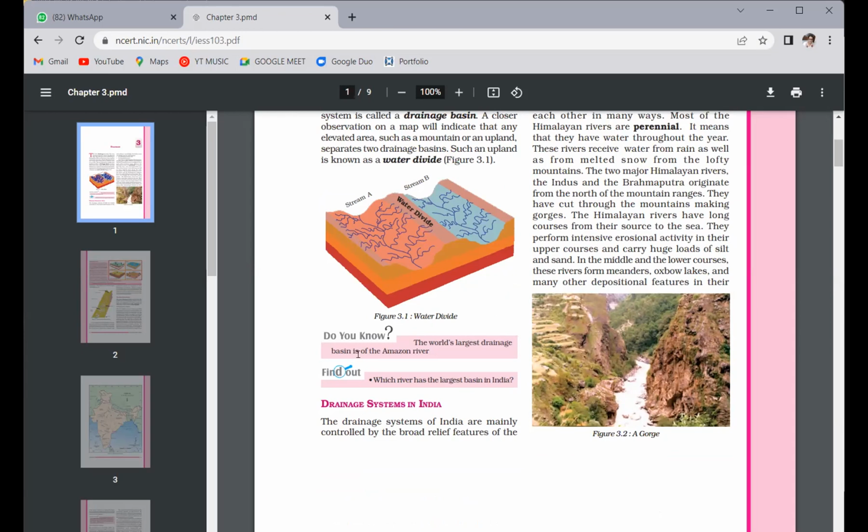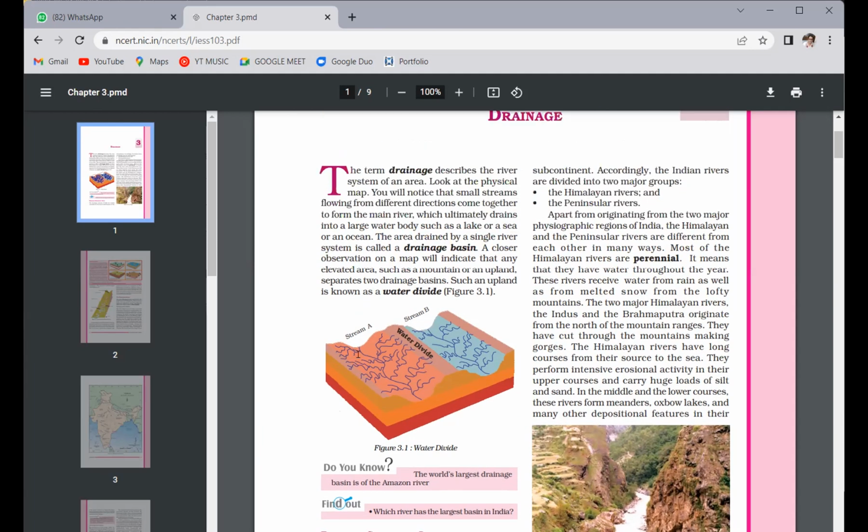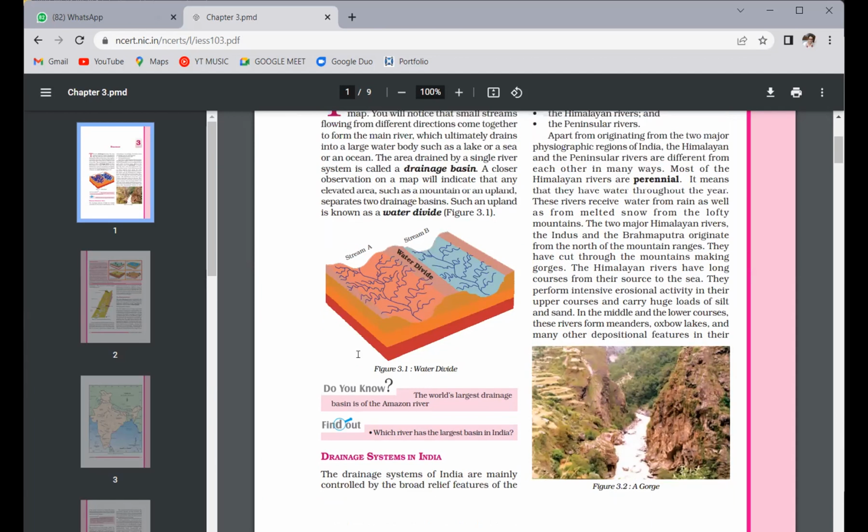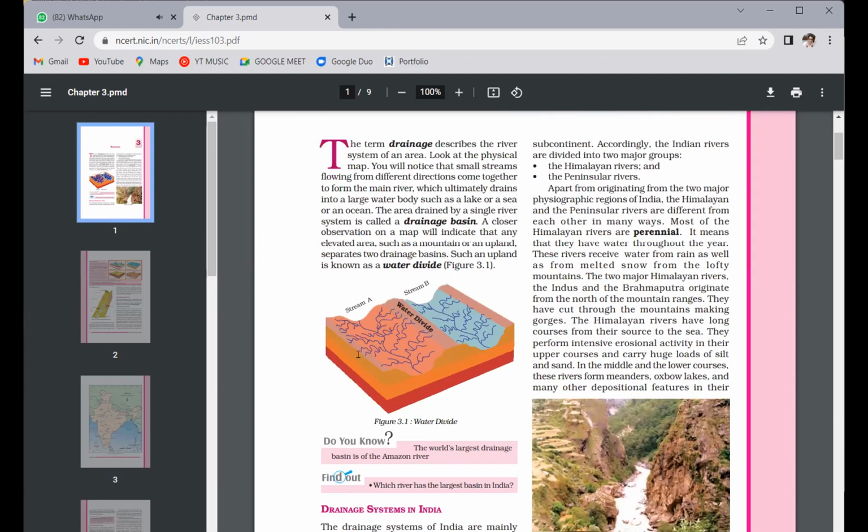Drainage system in India. The drainage system of India is mainly controlled by the broad relief features of the subcontinent. Accordingly, the Indian rivers are divided into two major groups, the Himalayan rivers and the peninsular rivers. Apart from originating from the two major physiographic regions of India, the Himalayan and the peninsular rivers are different from each other in many ways.